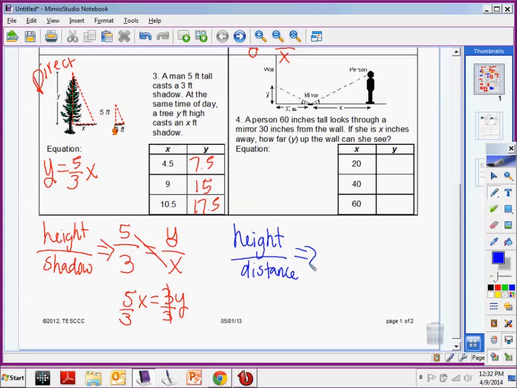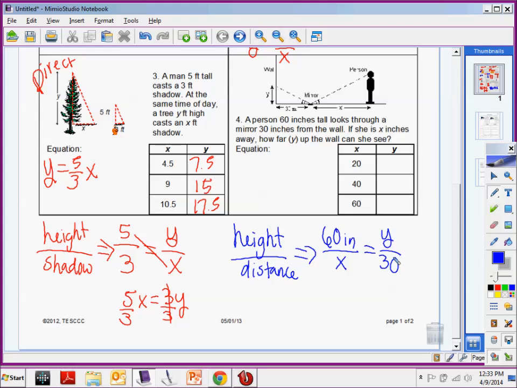That's just 1/2. So the person, how tall are they? 60 inches. Do they know how far they are from the mirror yet? No, I don't know. The mirror is 30 inches from the wall, but how far is the person? X. They don't know. All right, so now we're gonna talk about the wall. Do we know how tall the wall is? No, that's why it's Y. Do we know how far the mirror is from the wall? Yes, 30 inches.